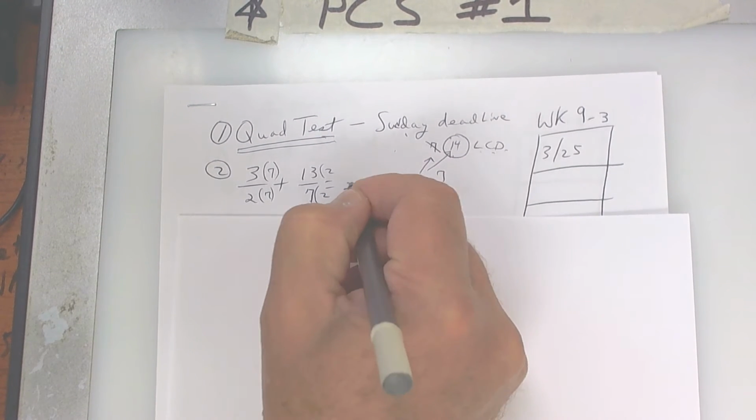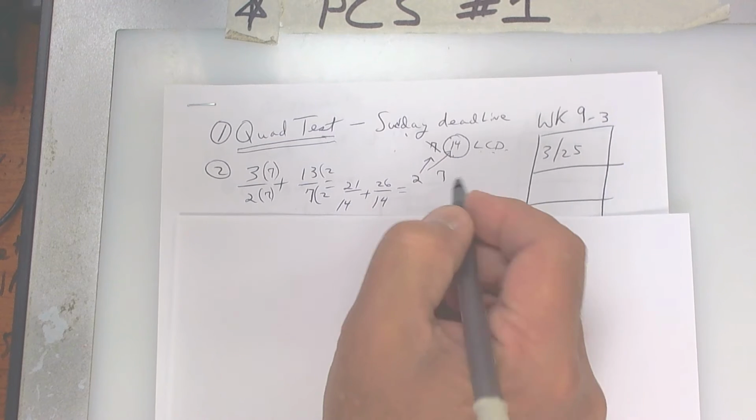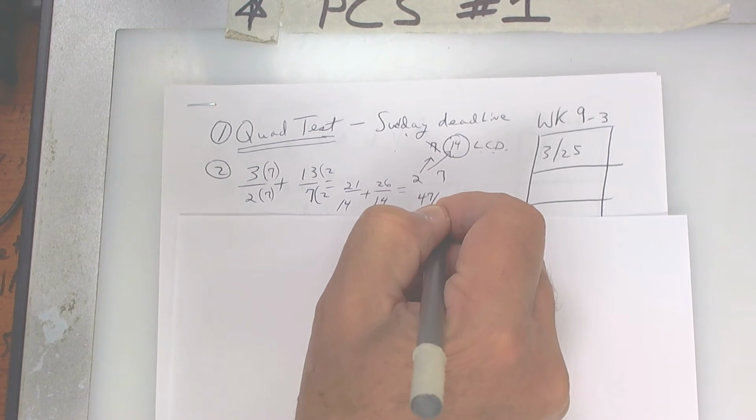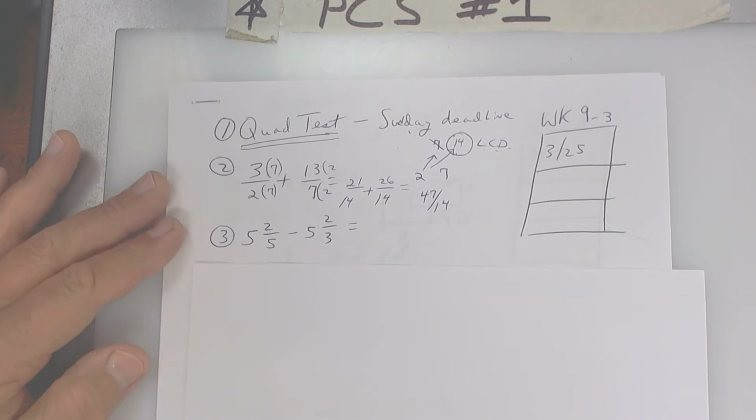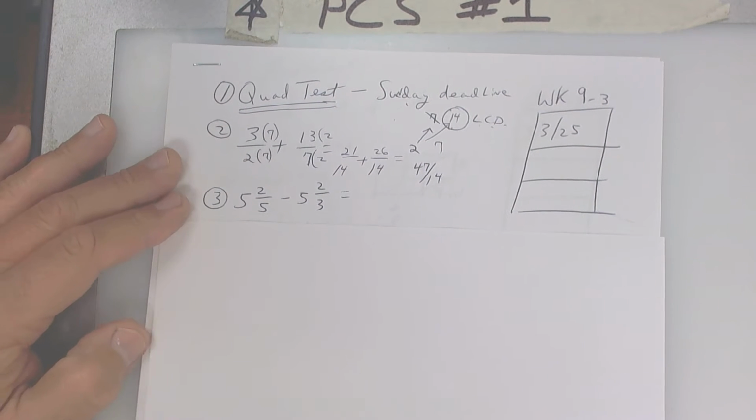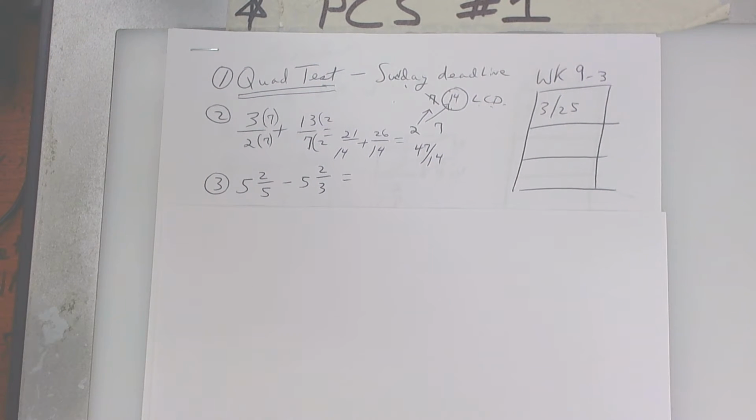You're going to add these up, and whatever you get is 47 over 14. And you can try to reduce it. You could change it to a mixed number if you like. All right, let's move on.